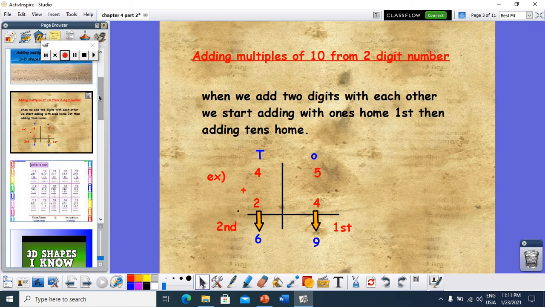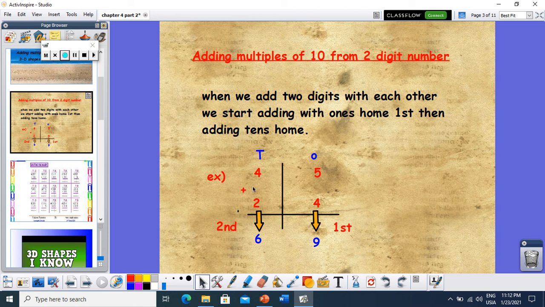Okay, but first, who can remind me when we subtract two numbers from each other? I will start subtracting with the ones home or with the tens home? Exactly, I will start subtracting with the ones home. Okay, we can do the same on the addition. When we add two digits with each other, we start adding with the ones home first, then adding the tens home.